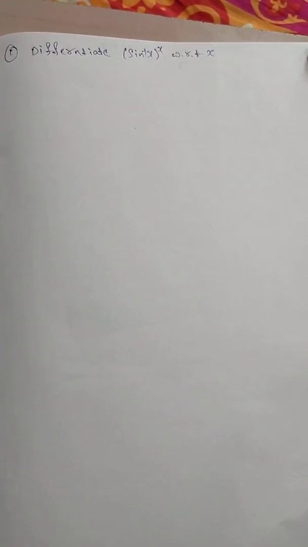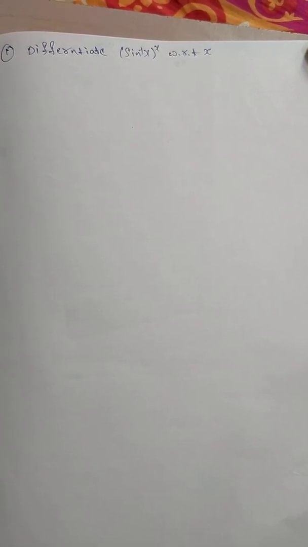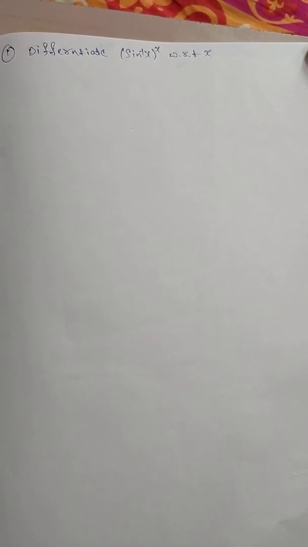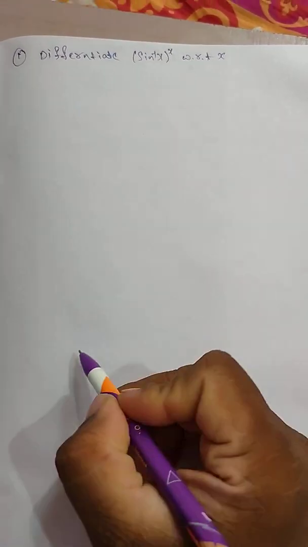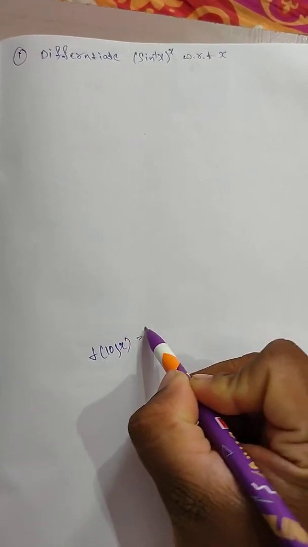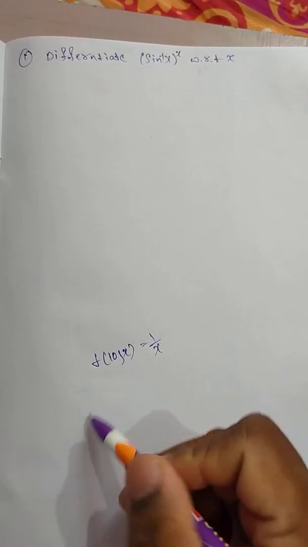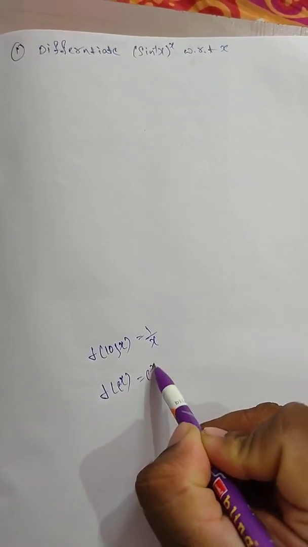Okay, students, in the last class, we revised implicit function differentiation and inverse trigonometry differentiation. Today in class, we will discuss logarithmic differentiation. You already know the differentiation of logarithm. What is the differentiation of log x? It is 1 by x. And the differentiation of e to the power of x is e to the power of x.